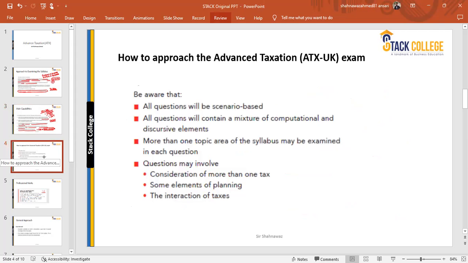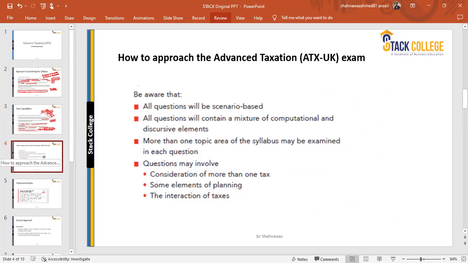Now move on. There are some tips given by the examination team on how to approach the advanced taxation exam. Be aware that all questions will be scenario based. As I already told you, in section A there are lengthy scenarios with multiple pieces of information, and identifying the relevant information is key.